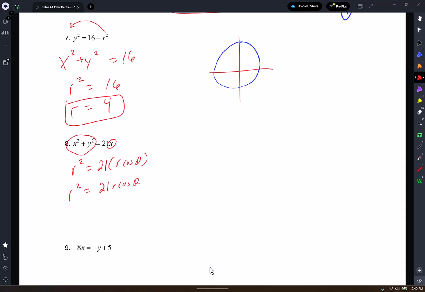Okay. And I'm just trying to get this to equal r, right? Here's how you should think, guys. I see an r there. I see an r squared there. What can I do to make that r squared just an r? Divide by r. So now I just have r equals 21 cosine theta. And there it is. It's a circle. Diameter 21. Are we okay? Okay.